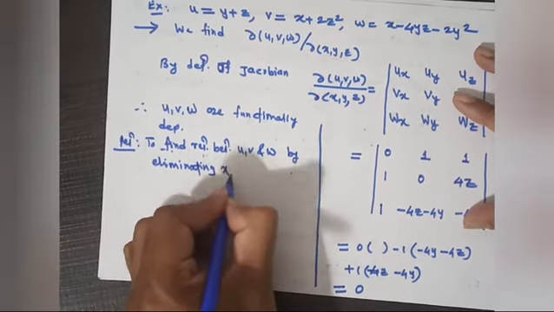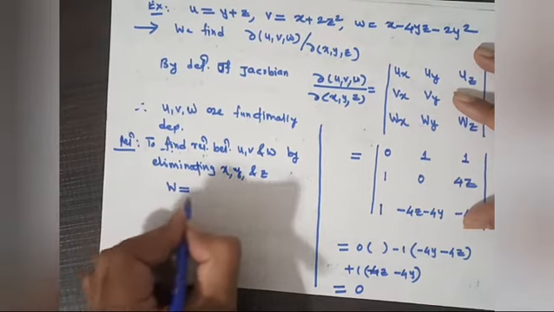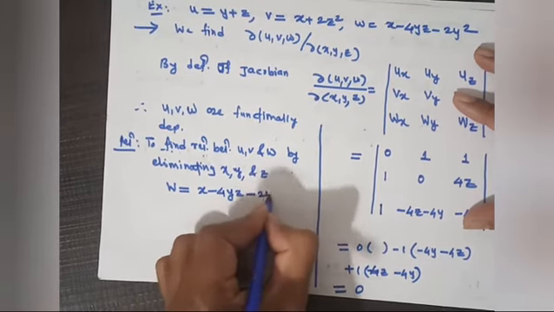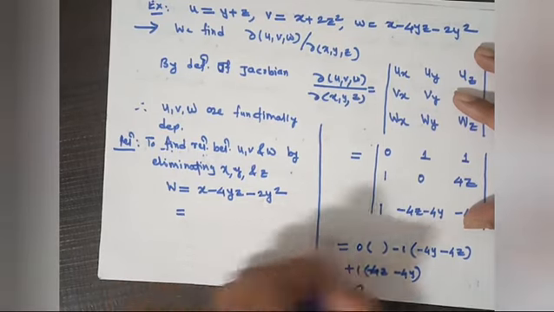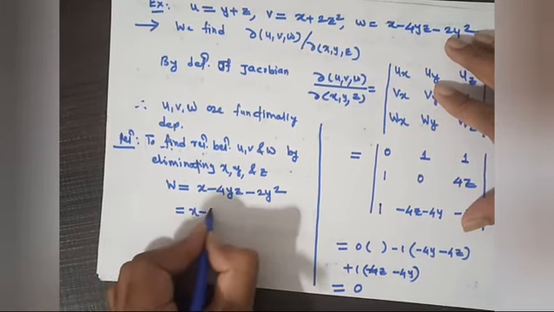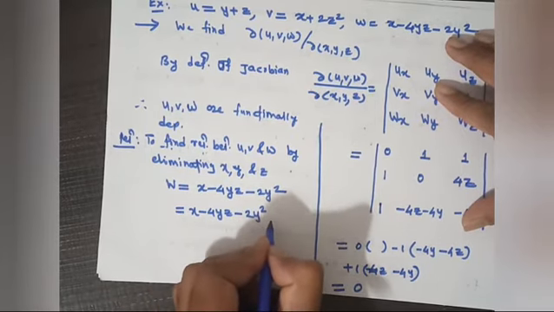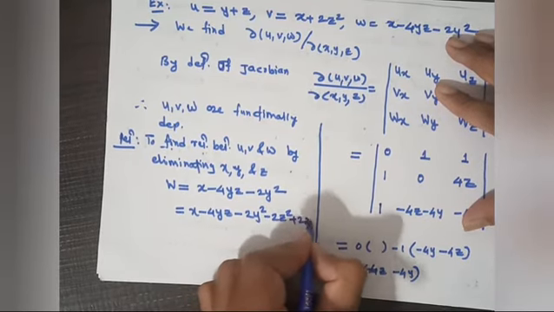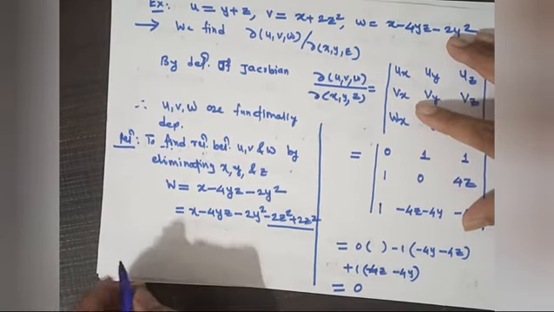So w equal to x minus 4yz minus 2y square. Then I have to eliminate this; I have to adjust u and v and eliminate x, y, z. x minus 4yz minus 2y square. Add and subtract 2z square in order to adjust the terms.